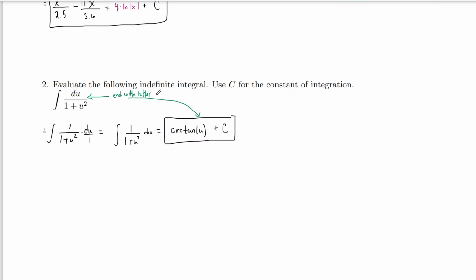Now, since we're not doing any substitution here, there's no risk of ending with a different letter. We started with u's, we just integrated. Now you might look at the problem too quickly and not even realize it's u, and maybe think it's x or t or one of our more common letters to use. But you always need to end with the letter you start with. Since we started with u's, we need to end with u's. But as far as this problem goes, that's really it.